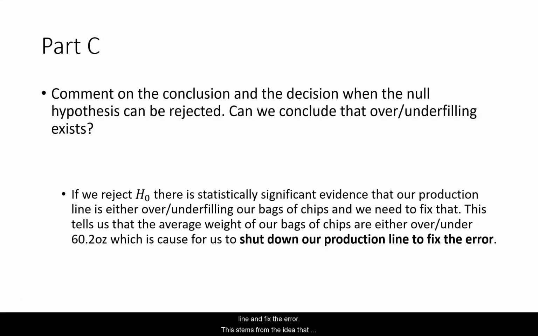This stems from the idea that if we claim the bags of chips contain 60.2 ounces, but they really contain 65 ounces of chips, like I mentioned in part B, then there is significant overfilling in our production line, so we would need to shut down the production line and fix the error.